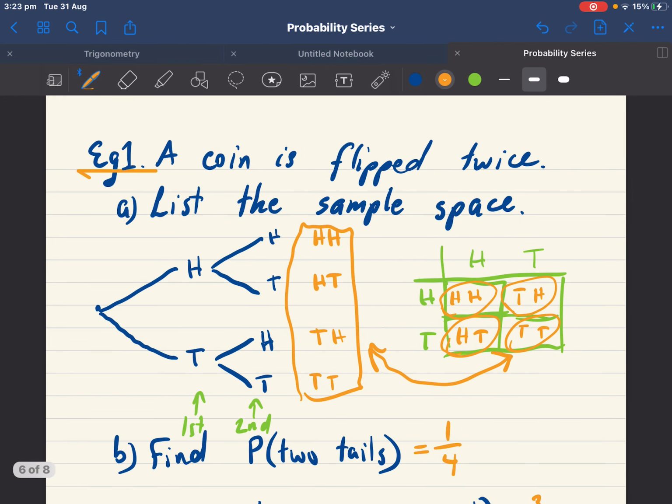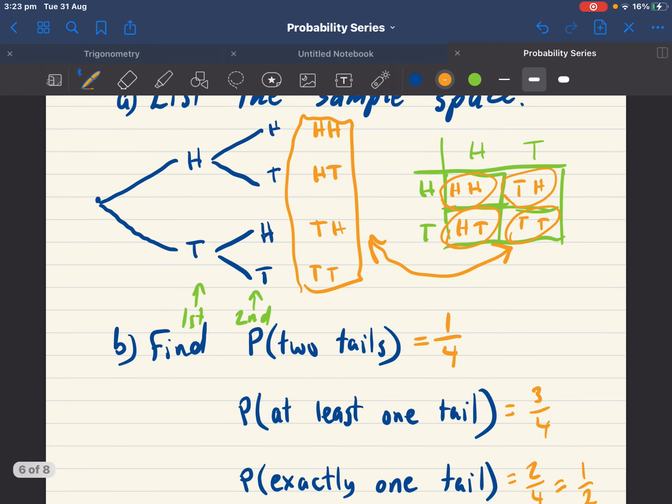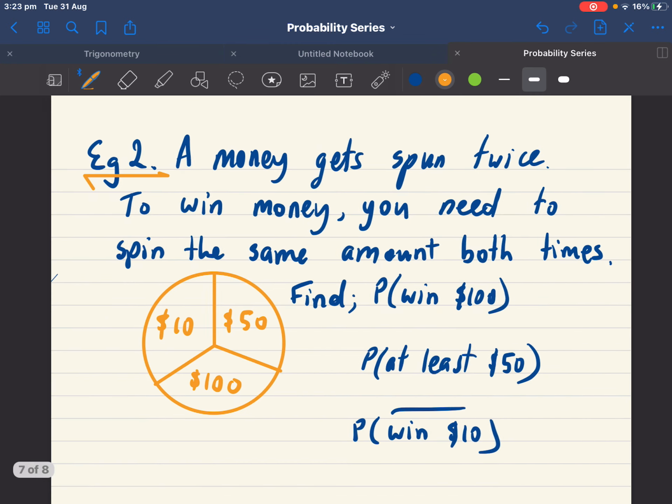By the way, if you are getting down the notes, pause the video as required, get down your examples, and once you're ready, just unpause.